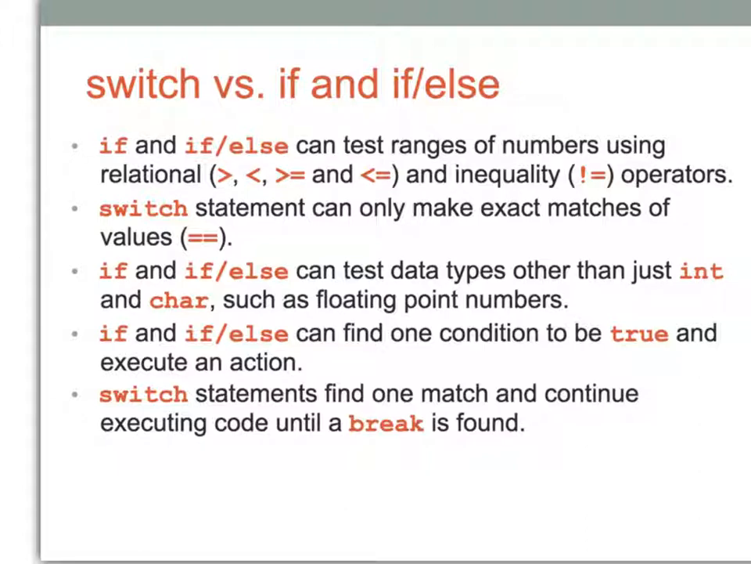Switches versus if and if else's. If and if else's can test ranges of numbers using relational and inequality operators. Switch statements can only make exact matches. So there are some limitations to the switch statement. If and if else can test data types other than just int and characters, such as floating point numbers. If and if else can find one condition to be true and execute a particular action, whereas switch statements find one match and continue executing the code until a break is found.